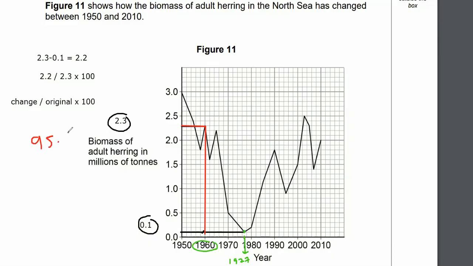But remember that it asked us to round it to a whole number. So we're looking at 96%. And that's because 0.65 is bigger than 0.5, so you round up rather than down to 95.